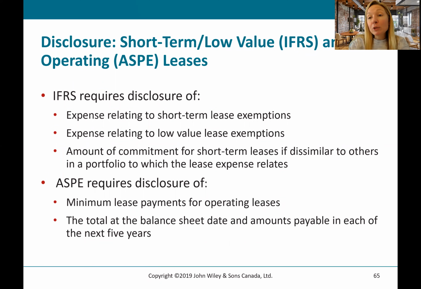As far as exemptions for IFRS, we have to disclose those. So we need to disclose the expense related to short-term lease exemptions under IFRS, the expense related to low-value lease exemptions, and the amount of commitment for short-term leases, if dissimilar to others. And ASPE requires us to disclose the minimum lease payments for operating leases and the total balance at the balance sheet date and amounts payable for each of the next 5 years.